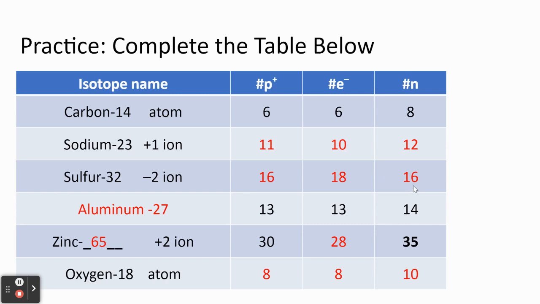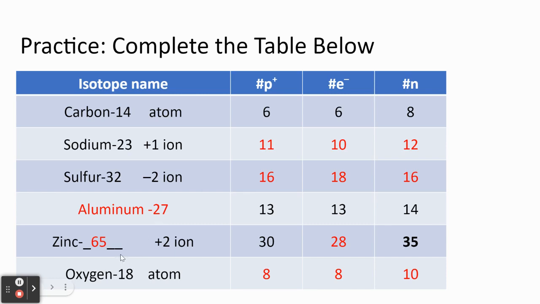Now, the next one's a little bit different because we're not told what the element is, but we're told the number of protons. The number of protons is 13. That means the atomic number is 13. If we look up the element on the periodic table with an atomic number of 13, we're looking at aluminum. Now, it doesn't tell us it has a charge, so the number of protons equals the number of electrons. And if we've got 14 neutrons and 13 protons, the mass number is 27.